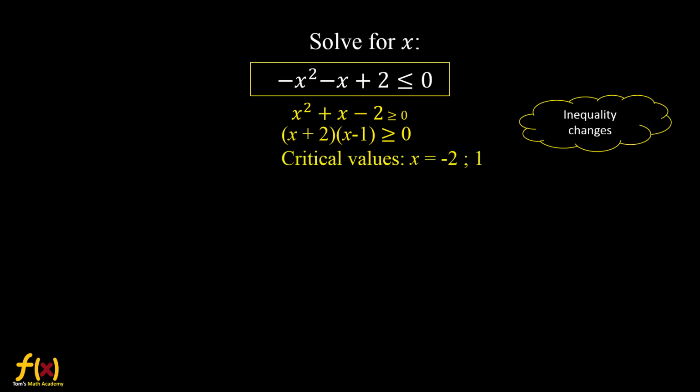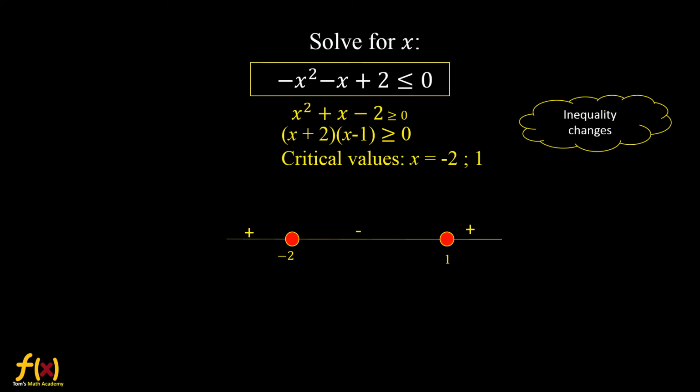Then we factorize and get the critical values. We have minus 2 and 1. Mark the 2 points on the number line. Very carefully, there is equal to, so it is dark dots and we mark the points minus 2 and 1. We also mark positive, negative, the middle portion. Then between minus 2 and 1 it is negative.